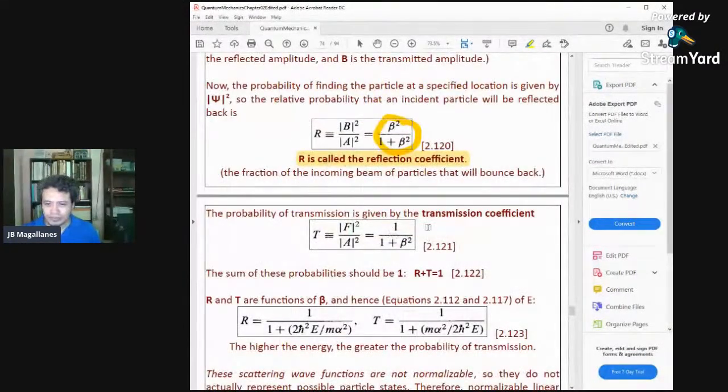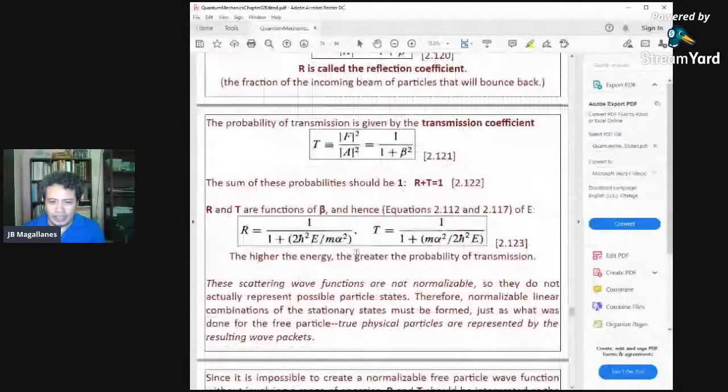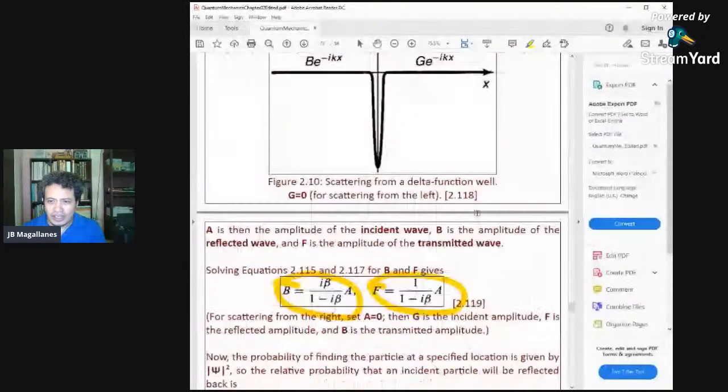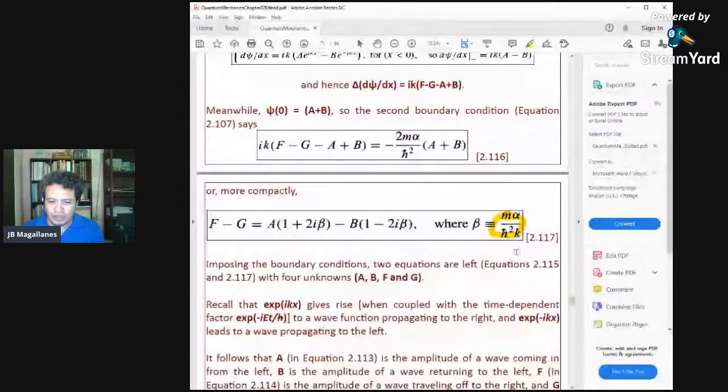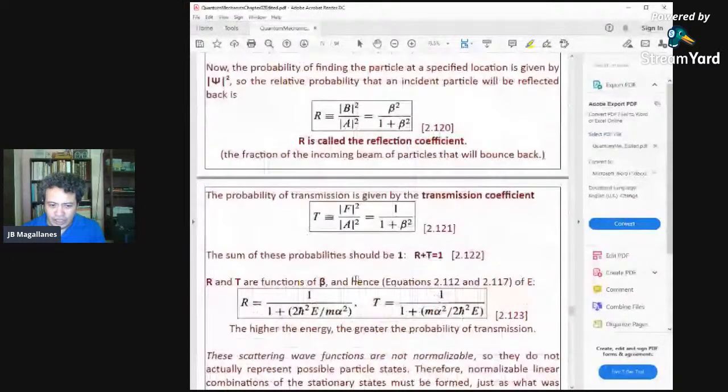And for the transmission, this is defined as the square of the ratio of F over A. So this is now the expression for T. This is called the transmission coefficient. This is the part of the wave function that goes through the barrier. The other is the part of the coefficient associated with the wave function that is reflected by the barrier. So if you add R and T, you will get one. In terms of this expression, you can write R and T to be this.